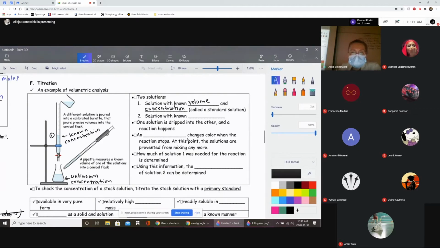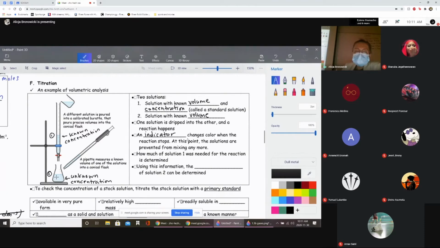And you have a second solution with a known volume, but you don't know the concentration of your second solution. So this is two. So you drip one into two, and a reaction happens. An indicator changes color when the reaction stops. At this point, the solutions are prevented from mixing anymore.